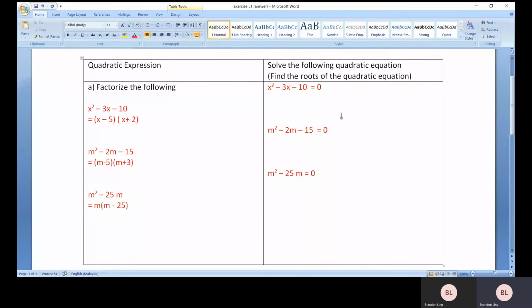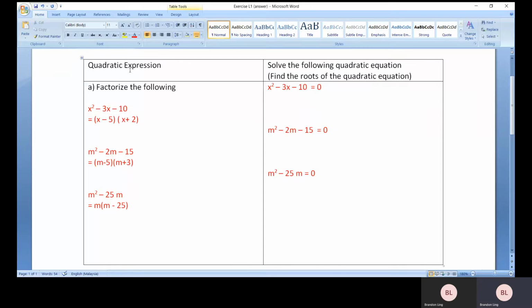And now we move on to your right side here. Solving the following quadratic equation, find the roots of the quadratic equation. Essentially, these two sentences mean the same. Solve the following quadratic equation or find the roots. Basically, you need to find out what the x values are. As you can see, there is an x squared here. That means there can be two possible values of x or one value of x.